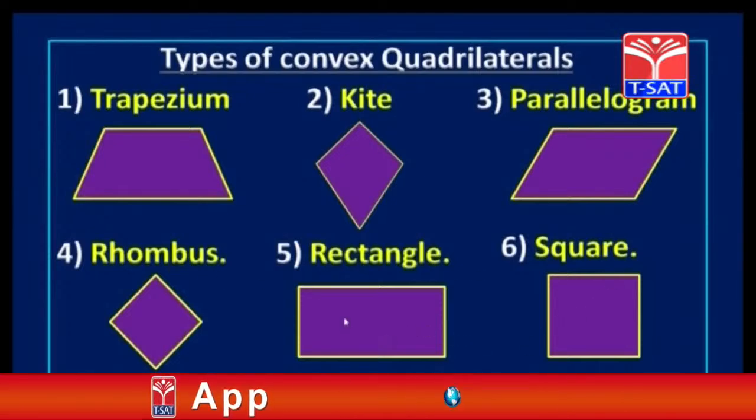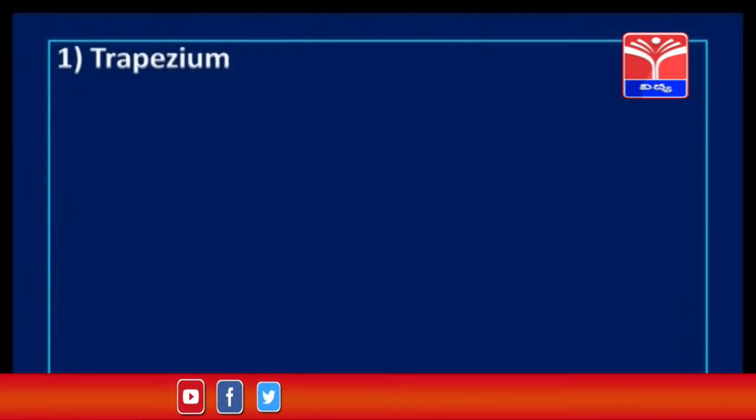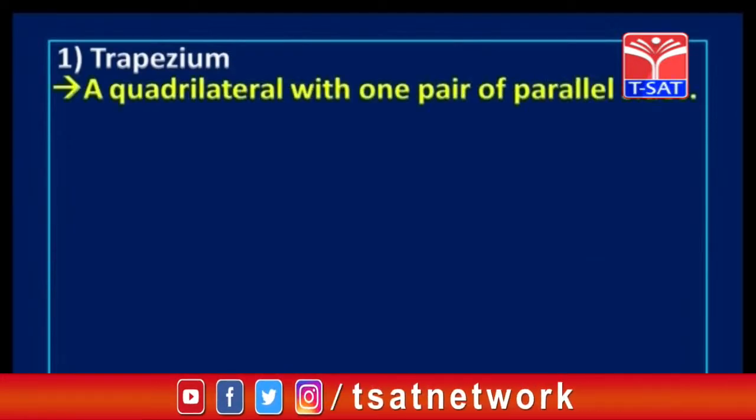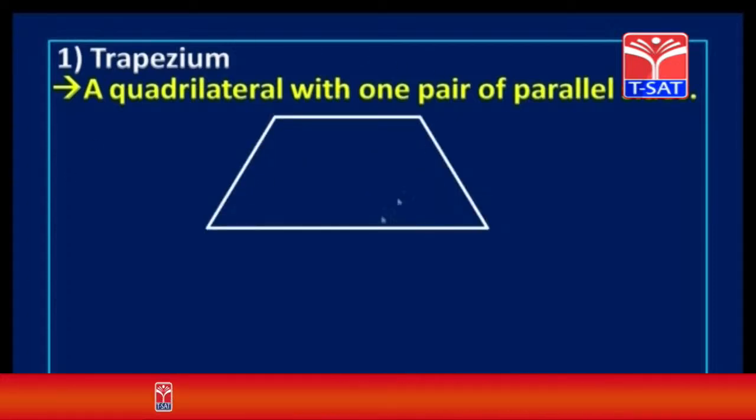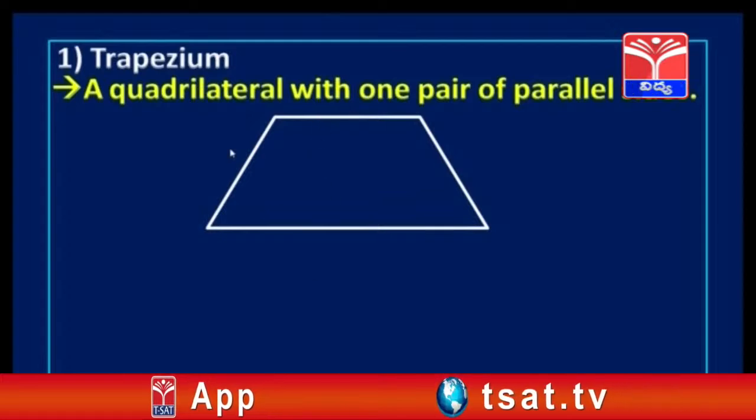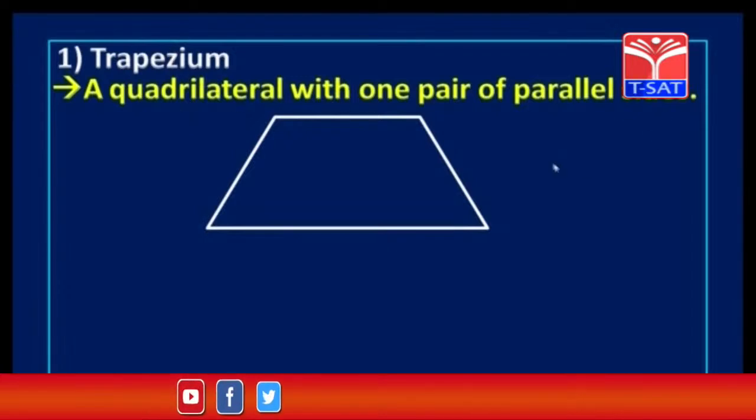Children, in your earlier classes you already learnt about rectangle and square. Now in this session let us understand what these quadrilaterals are and their properties. First I am taking trapezium, a quadrilateral with one pair of parallel sides. Children, you try to understand here. I am taking a quadrilateral. Is it a quadrilateral? Yes, it is formed by 4 line segments. And what is the condition to become a trapezium here? Yes, with one pair of parallel sides.